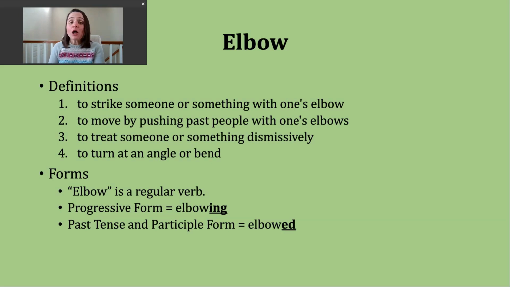You should know that elbow is a regular verb. To make the progressive form of this verb, all you need to do is add ing to form elbowing. The past tense and participle forms of this verb can be made by just adding ed.